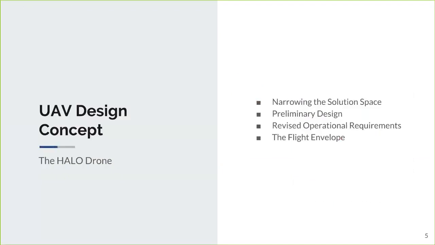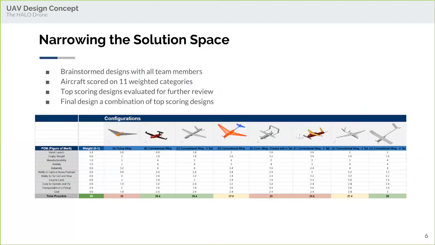Next, I'm going to talk a little bit about our UAV design concept. I'll talk about how we narrowed down to a final design for our UAV, as well as what our preliminary design is currently at. I'll talk about our revised operational requirements, and finally, I'll present our flight envelope. So in order to narrow down our solution space and find a final design, our team brainstormed multiple different configurations for the UAV using OpenVSP.